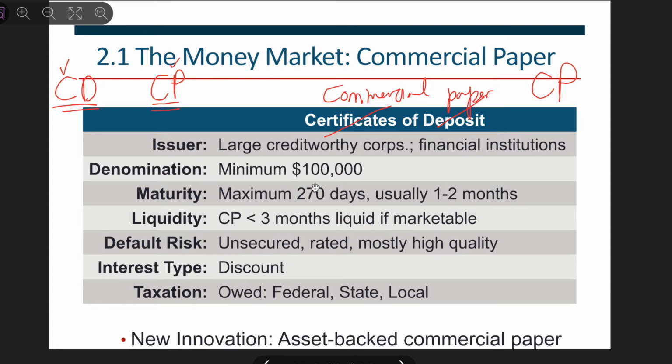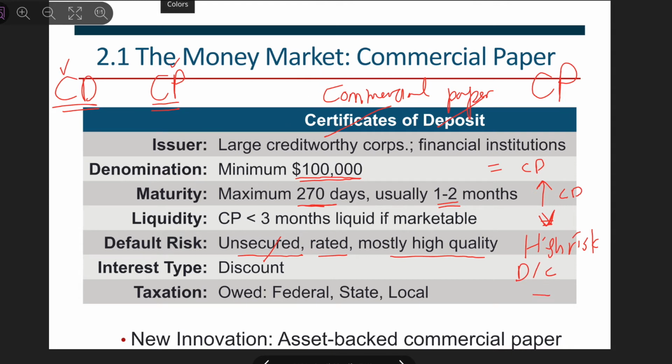So the denomination is the same, 100K. And maturity is a little longer, up to 270 days, and usually 1 to 2 months. So we are looking at the same values as CD, a little longer maturity than CD, and liquidity is okay. The default risk is unsecured, rated mostly high quality, but higher risk. And the interest type is discount, so that is another difference, and taxation is the same.